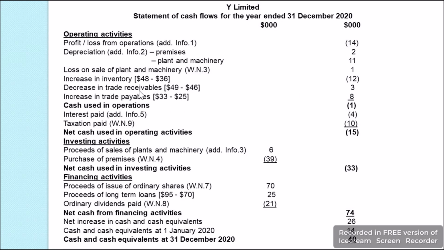Next we have decrease in trade receivable. In 2019 it was $49,000 and in 2020 it was $46,000. That is, there was a decrease of $3,000. This means that the customers who were due to pay and who had taken the goods on credit have now paid the money, and because of this there was an inflow of cash, and as there was an inflow of cash we are going to add this $3,000.